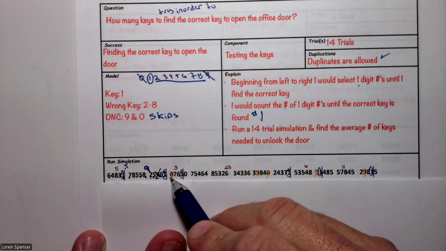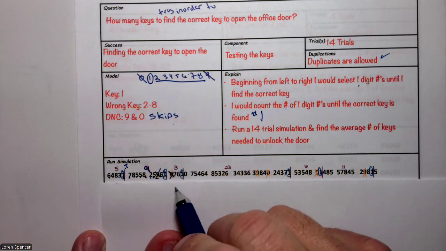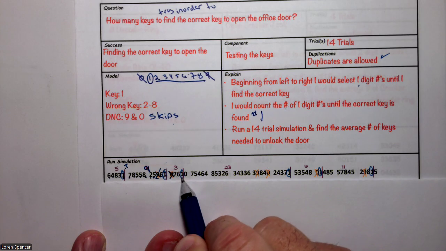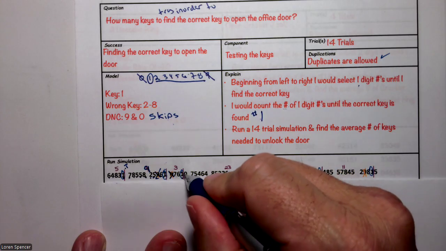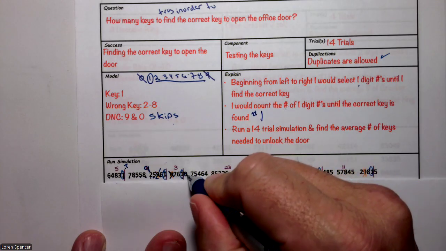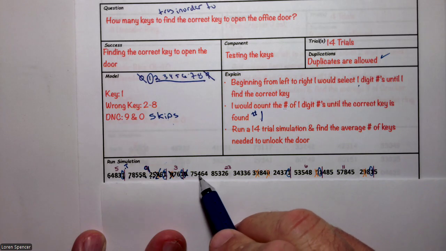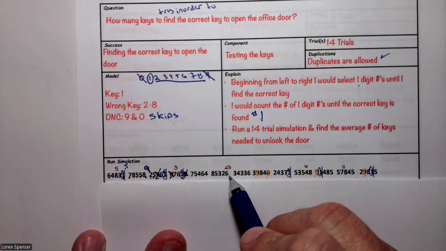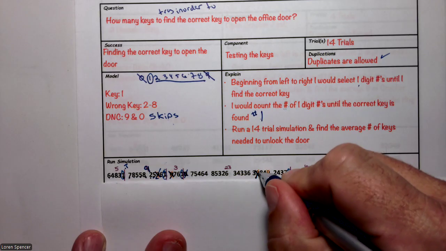All right, the next one starts off at 0. Remember, 9 and 0 are skipped, so it doesn't count. 7, 6, 1. Oh, I had to try 3 keys. In this case, we started off as a 0. So this 0 doesn't count. All right, so 7, 5, 4, 6, 4. Remember, repeats are allowed. 8, 5, 3, 2, 6. And we keep going, we keep going. Oh, this 9 doesn't count.